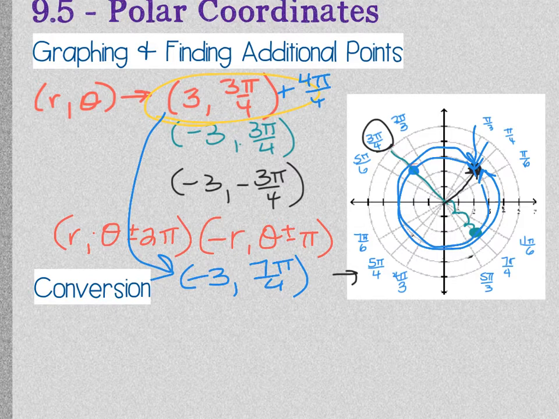Try 2 pi first, and then if 2 pi is too big or too small, then you know you have to go to the other one. Most likely you're going to have to do both.